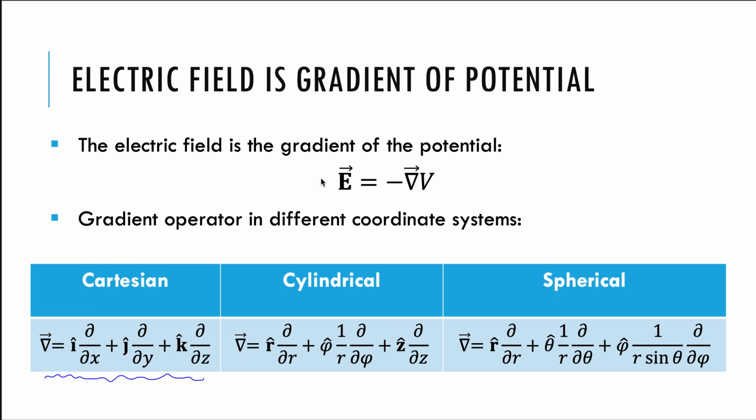So now we have a really nice expression for the electric field. It is the negative gradient of the potential. And we're going to do a few examples of finding the field from the potential in the videos that follow.